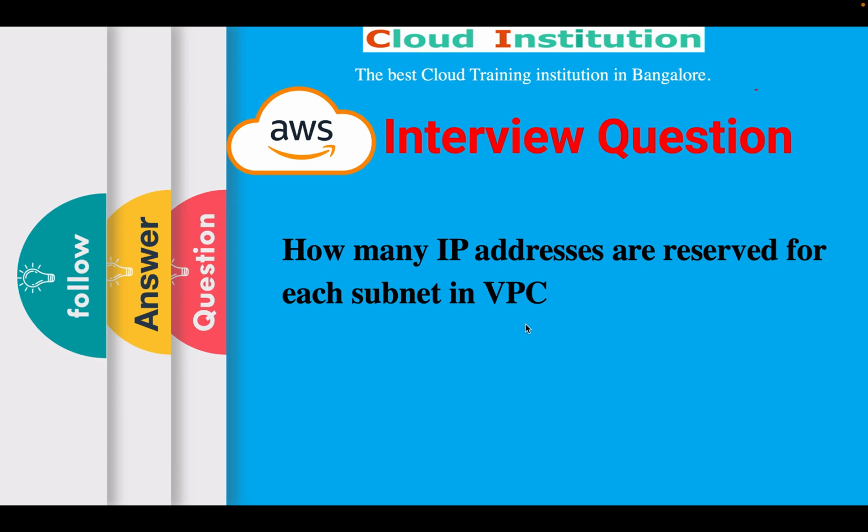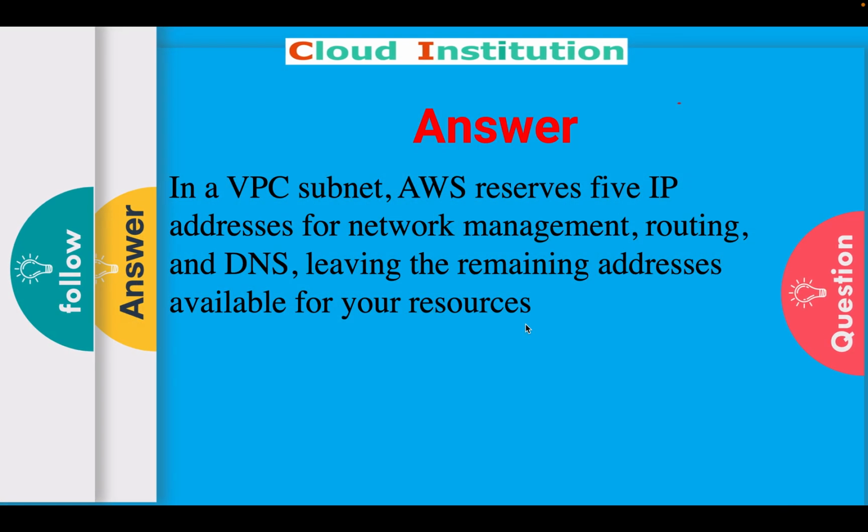AWS will reserve some IP addresses from that particular subnet for networking and DNS purposes. So how many IP addresses will AWS reserve for each subnet? The answer is, in a VPC subnet, AWS reserves 5 IP addresses for network management, routing, and DNS, leaving the remaining addresses available for your resources.